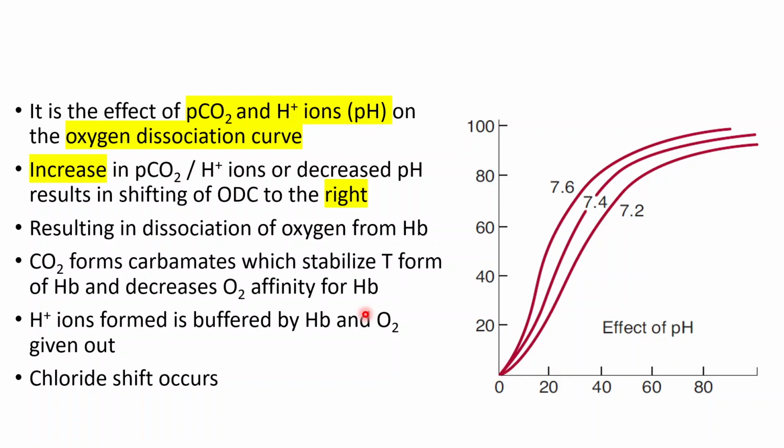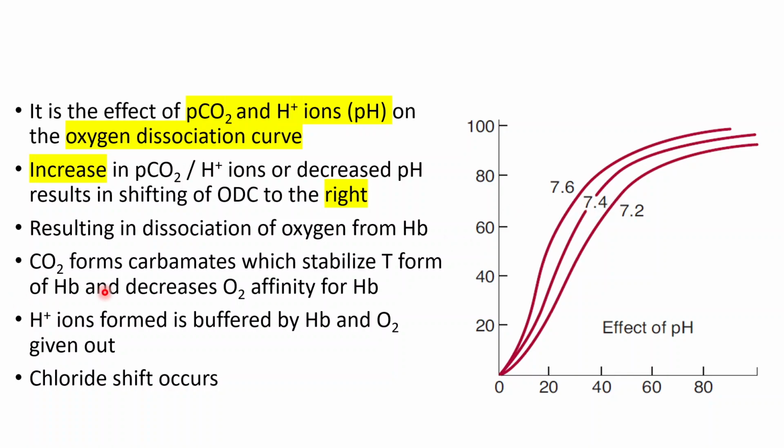Now, we have seen that with an increase in partial pressure of carbon dioxide or H positive ions, or a decrease in pH, the ODC shifts to the right. Let's say the starting pH is 7.6. Now as the pH decreases, or H positive ions increase, the oxygen dissociation curve is shifted towards the right side. So at 7.6 it is here, at 7.4 it shifts towards the right, and at 7.2 it shifts further towards the right. Now what happens when this shifting takes place to the right side?